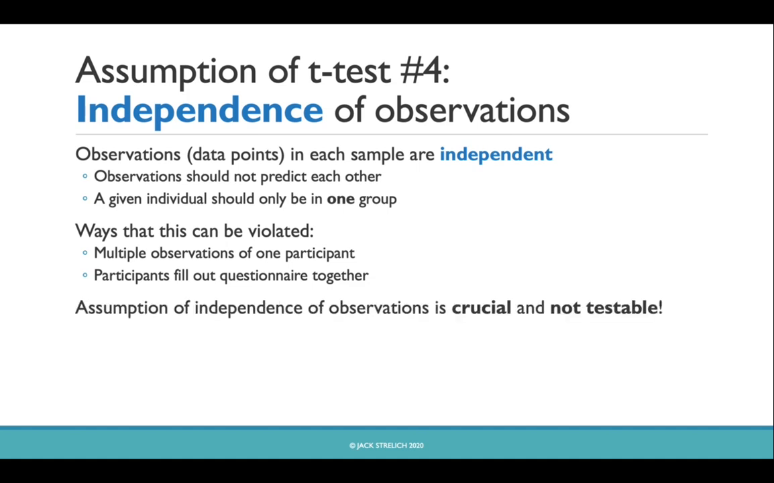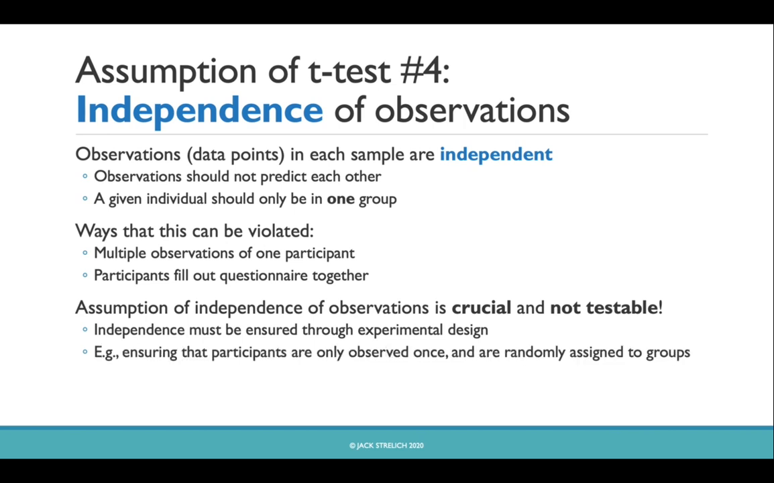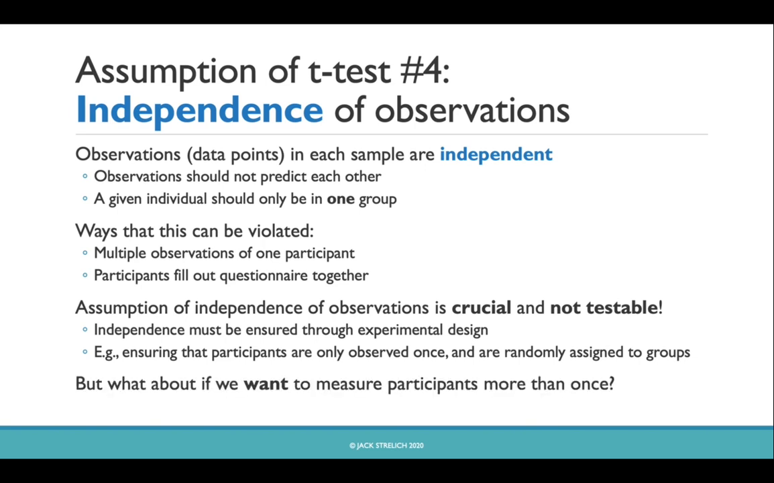The assumption of independence of observations is absolutely crucial to the t-test, and unfortunately, it's also not testable. The only way we can be sure that our observations are independent is through our experimental design. For example, ensuring that participants are only observed once, and that they are randomly assigned to groups. However, what about situations where we want to measure participants more than once? Let's talk a little bit about why we might want to do this.